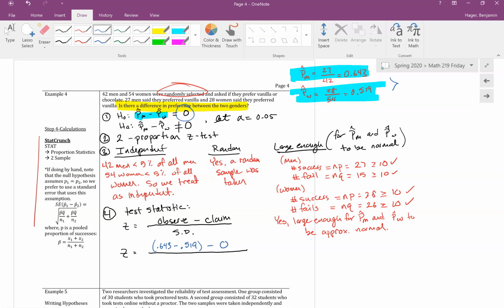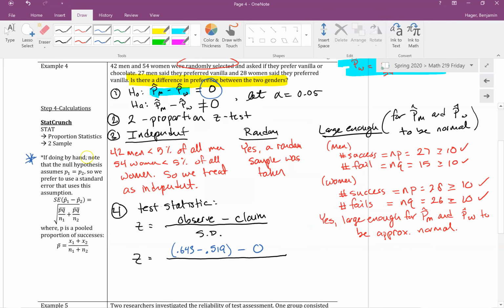Now, for the standard deviation, let's talk about this for a second here. So they add this little bit into the notes, and this does help make things a little more accurate. It says if you're doing this by hand, pay attention that the null hypothesis assumes that the proportions are equal, right? Or that there is no difference between them. If the difference between them is 0, they are equal. Remember, you could shuffle that percentage of women that like vanilla over to the other side and you'll get this statement. So if that's the case, it says we prefer to use a standard error or standard deviation that also uses that assumption that they are the same.